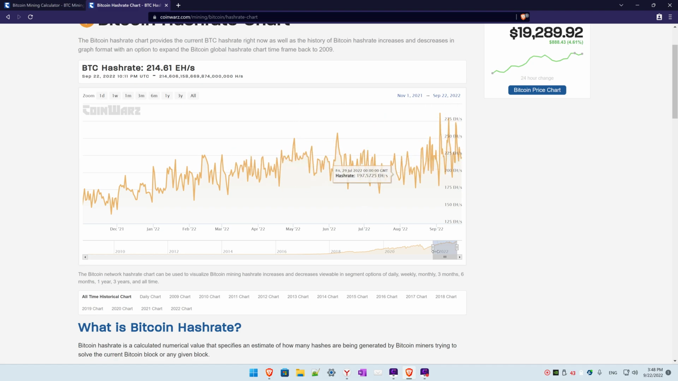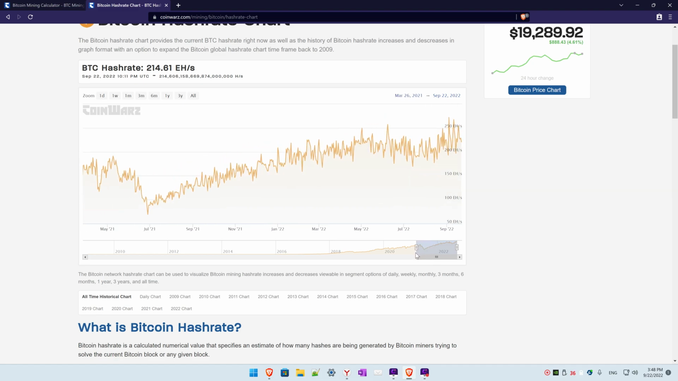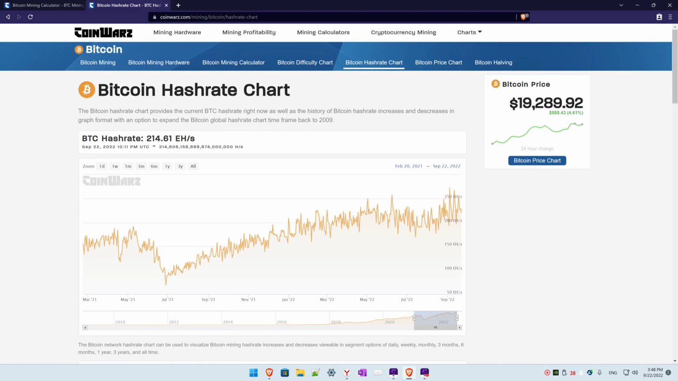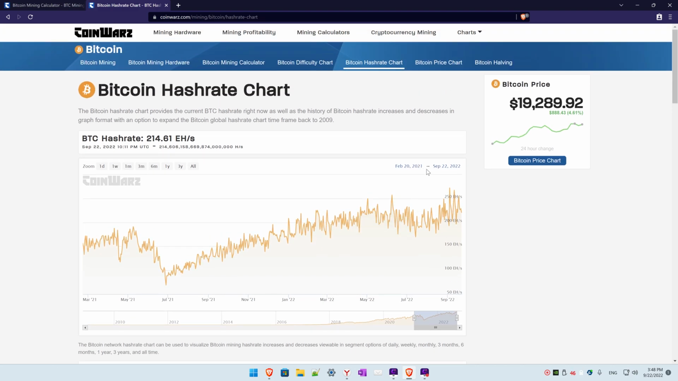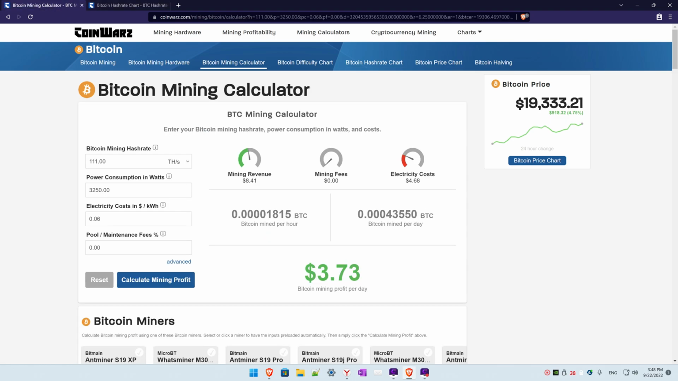It's kind of stabilizing because the Bitcoin price is down. It's at 19,289, right? Low 19,000s. Because of that, it's having an impact on S9 miners and other very, very old miners. Let me give you a picture of that.